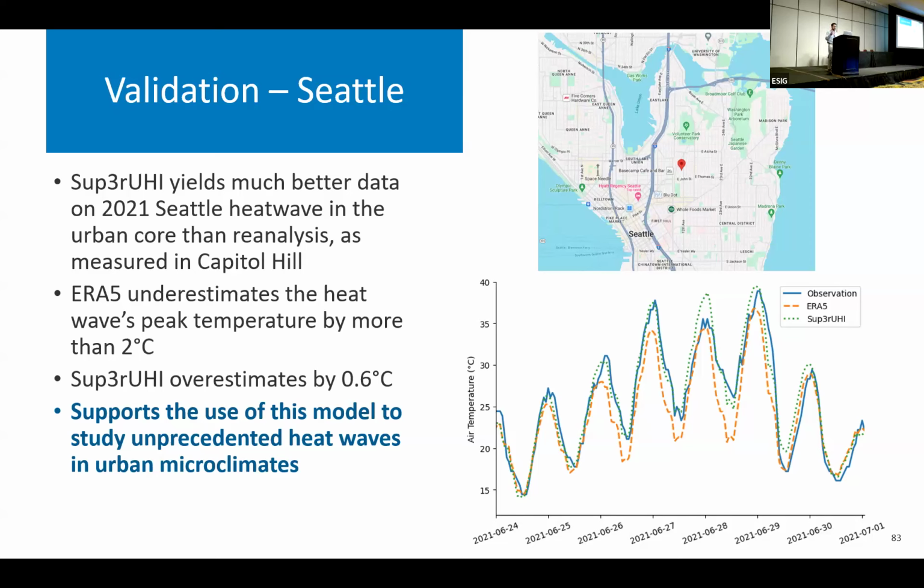The super resolved data actually matches it pretty well. We're overestimating by about 0.6 degrees Celsius at that peak hour. But generally, you can see the trend line matches almost exactly.